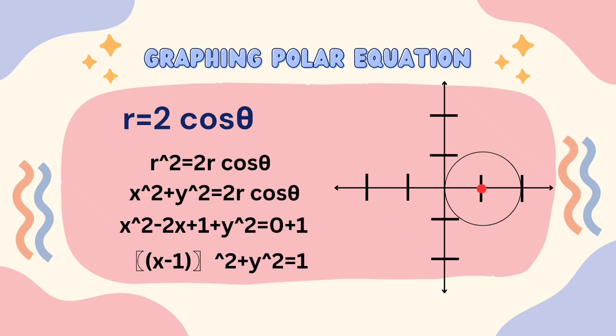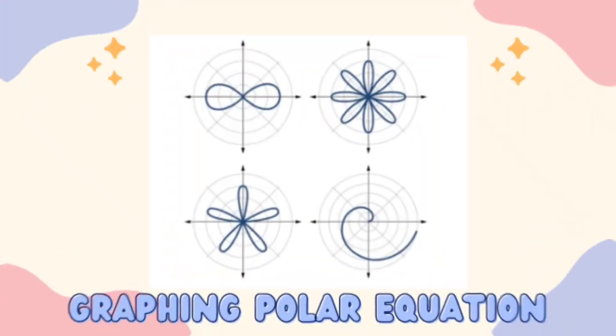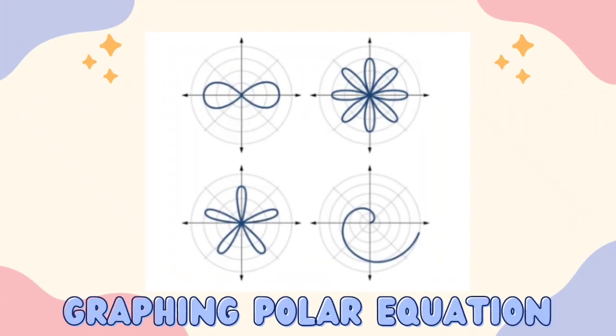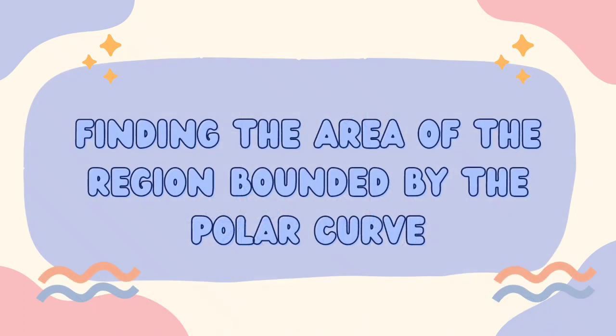When polar equations get more complicated, their graphs get more complex, producing all kinds of different shapes with loops and rose curves, which can be quite beautiful. So now let's move on to finding the area of the region bounded by a polar curve.